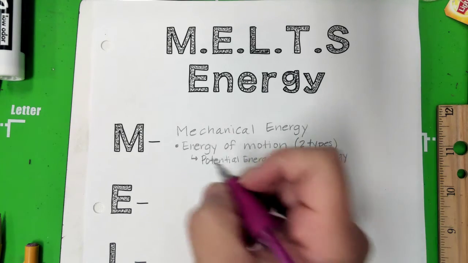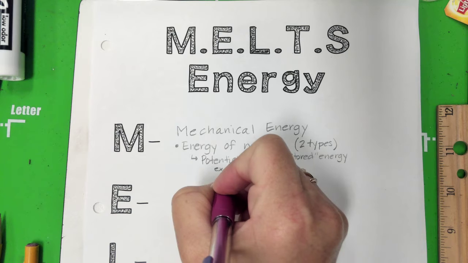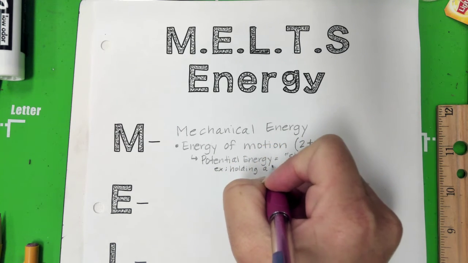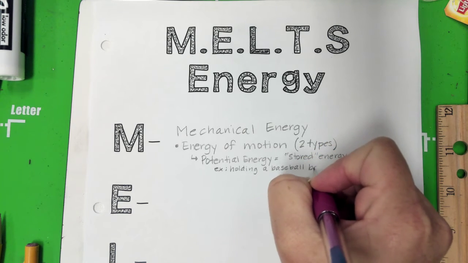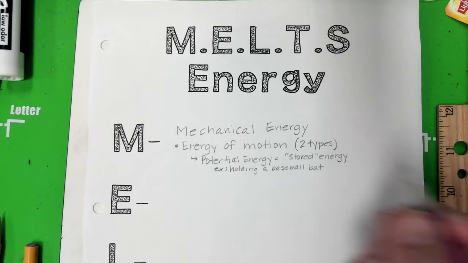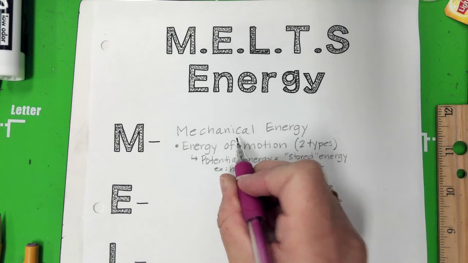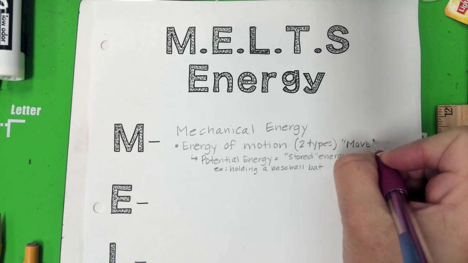Your example would be holding a baseball bat. That's your potential energy. There's no movement. It just has the potential to move. So this is the move energy.